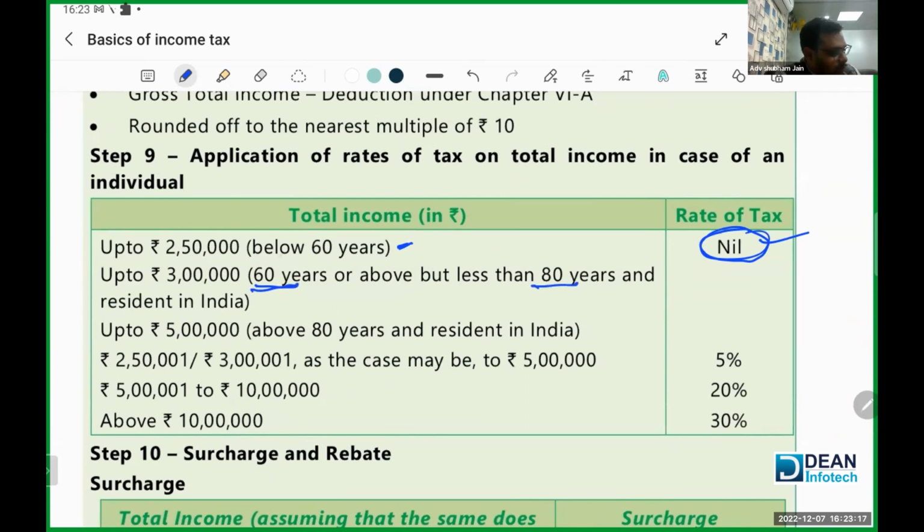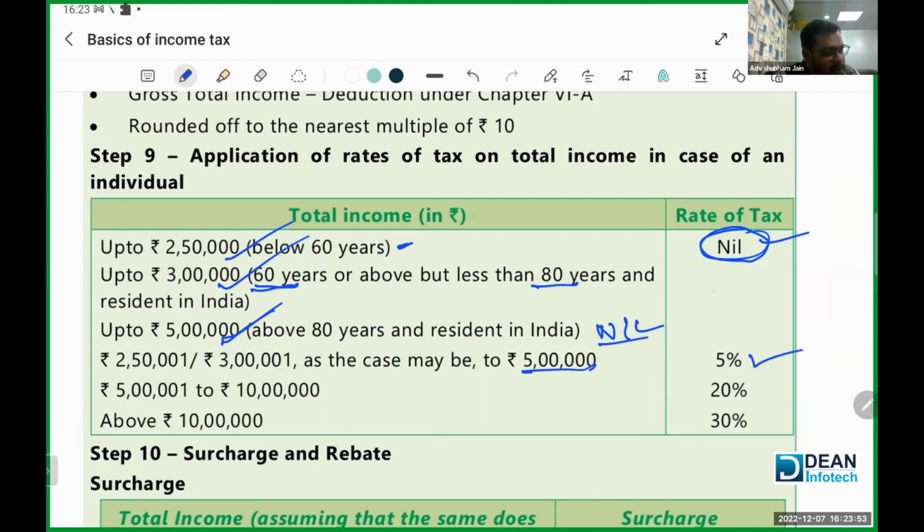That means up to 5 lakh, there is no tax for a person above the age of 80 years. Then the next slab is 2.5 lakhs to 3 lakhs, as the case may be, to 5 lakhs, depending upon the age limit. The next slab is 2.5 lakhs to 5 lakhs, where the tax slab rate is 5%. Then income ranging from 5 lakhs to 10 lakhs is taxed at 20%, and income earned above 10 lakhs is always taxed at 30%.